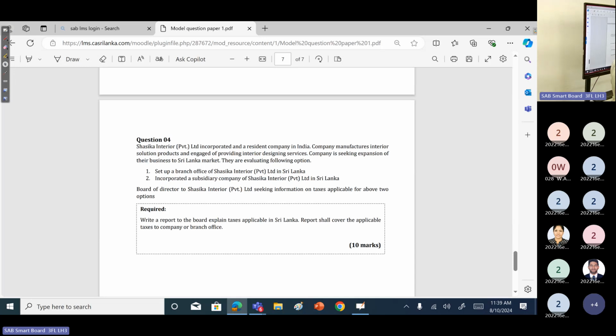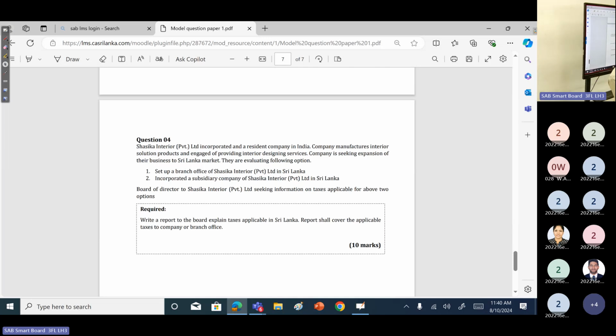Right? Second thing is a subsidiary company. If you are setting up a subsidiary, remember, subsidiary means incorporated as per the written law in Sri Lanka. So then it will definitely be a resident person. They are not bothered about who is the ultimate owner of that company. Right? It doesn't matter. Why? If they are incorporating a separate company in Sri Lanka, it is definitely a resident company.